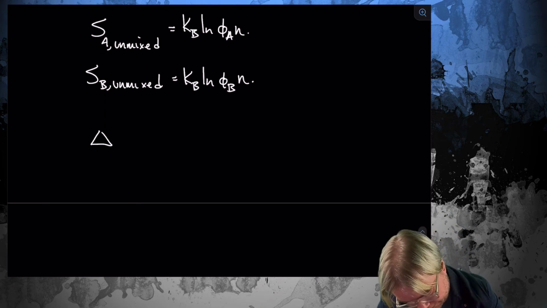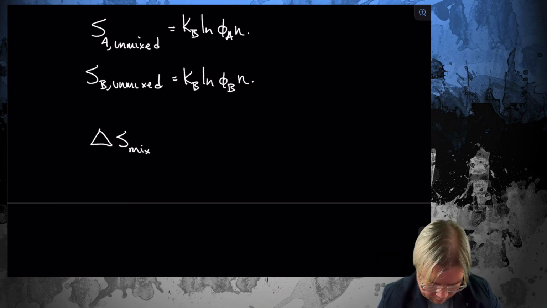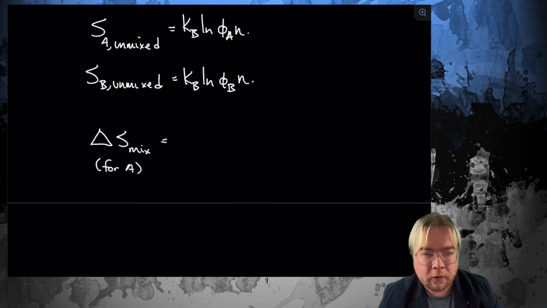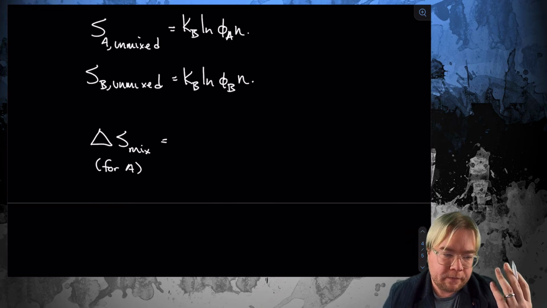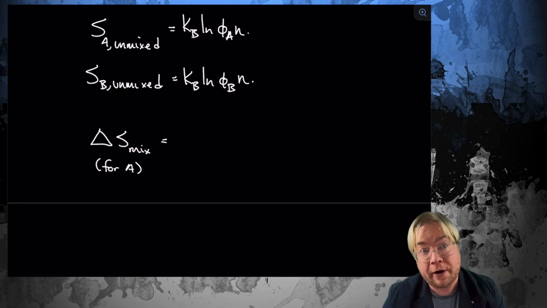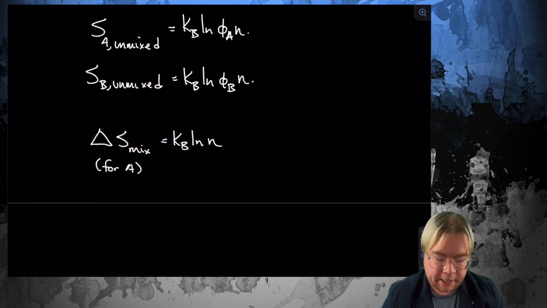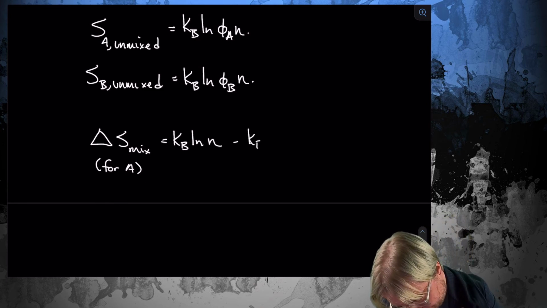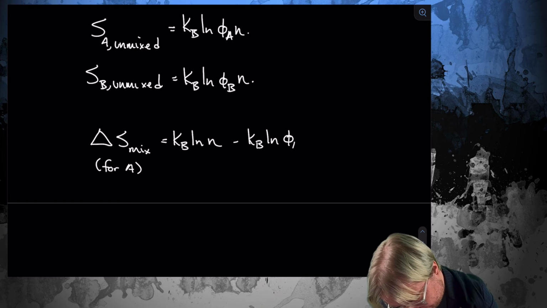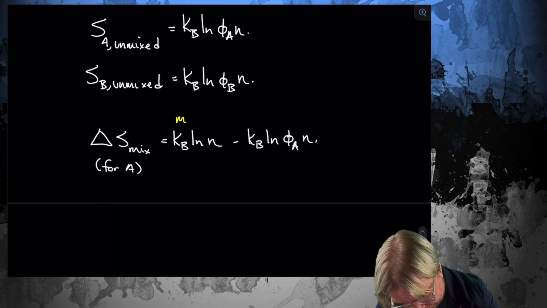What is going to be delta S for mixing for A particles? Well, Hess's law tells me it's the entropy of the final state, the mixed state, minus the entropy of the unmixed state. So for A, this is going to be Kb log of N, that's going to be the mixed state, minus Kb log of phi A times N. So again, this is mixed.